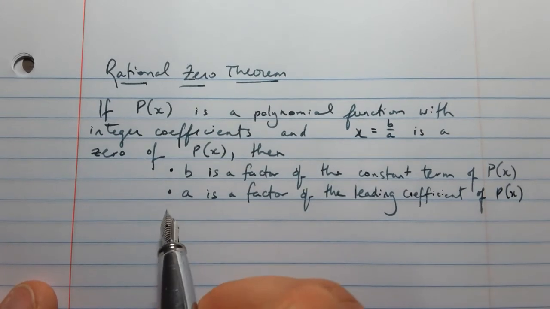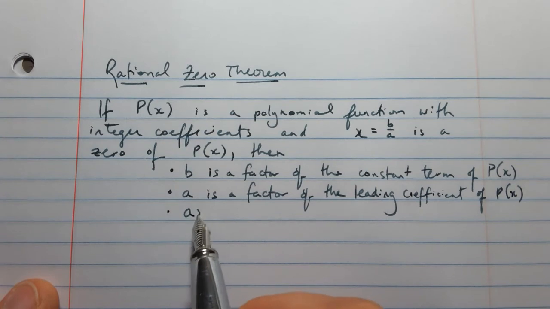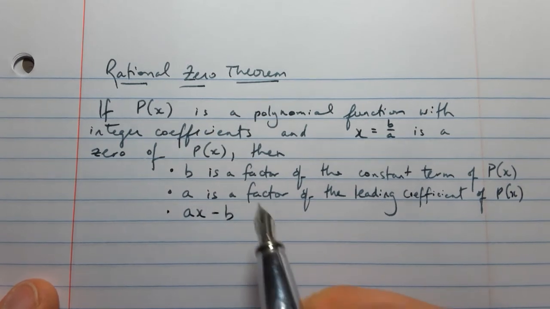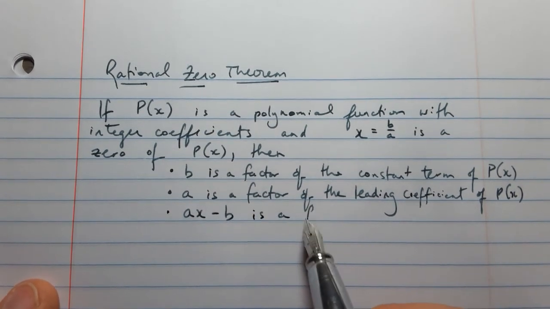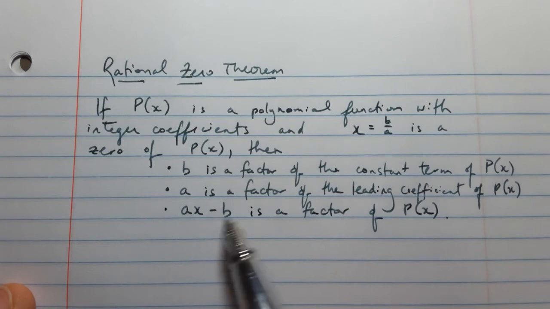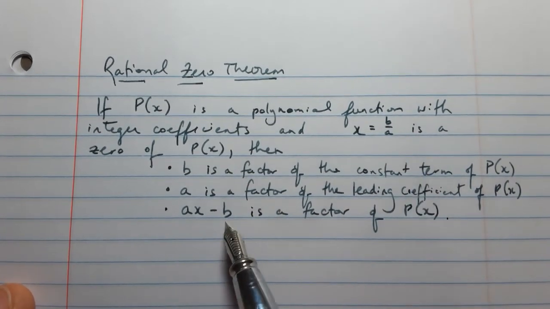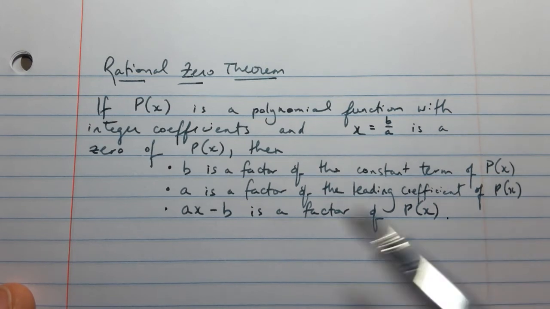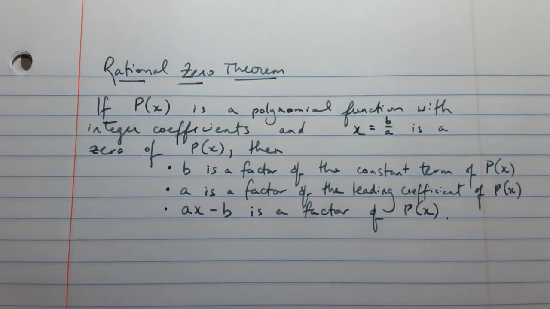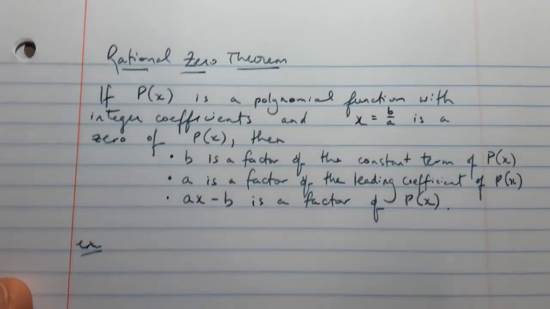And finally, we can write this in as a factor instead of just as a 0. Ax minus b is a factor of p of x. So it's another way to say this. These are interchangeable as well, just like in the last one. If ax minus b is a factor of p of x, then you're going to have these other ramifications too. So let's write an example here to show exactly how this works.